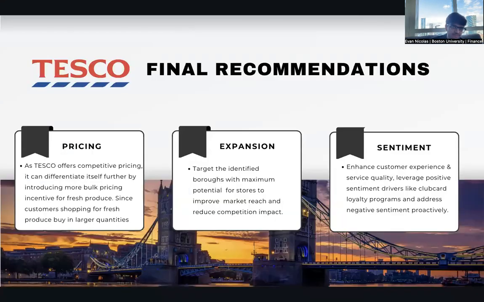So, final recommendations. Based on our findings, we propose 3 key recommendations for Tesco. First of all, pricing strategy. Tesco should strengthen its value perception. Since Tesco is already competitive on pricing, it can further differentiate itself by offering bulk discounts on fresh produce. It aligns with customer behavior, as shoppers tend to buy fresh produce in larger quantities. Expansion strategy: it should target underserved boroughs like we talked about before, as they will offer relatively low competition.